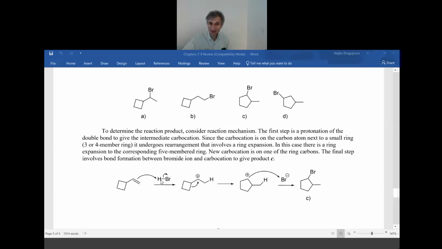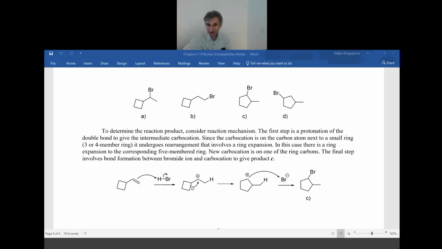So the first step is protonation of the double bond. That gives an intermediate carbocation. The carbocation is next to a small ring, 3 or 4 membered ring. And remember, when small rings are involved, they undergo ring enlargement. So one of the bonds from the ring shifts to the carbocation to give a larger ring, 1 carbon larger. So a 3-membered ring will give a 4-membered ring as a result of rearrangement, a 4-membered ring, a 5-membered ring.